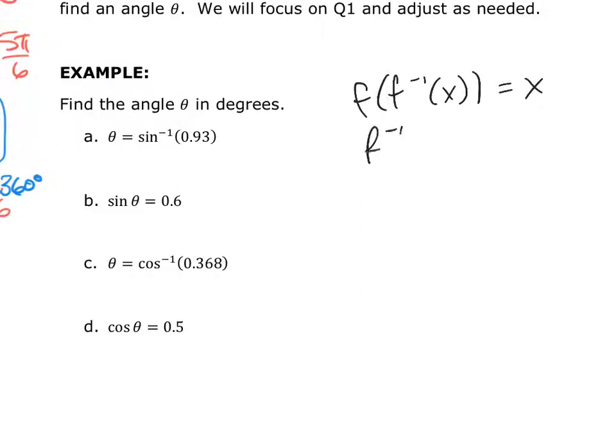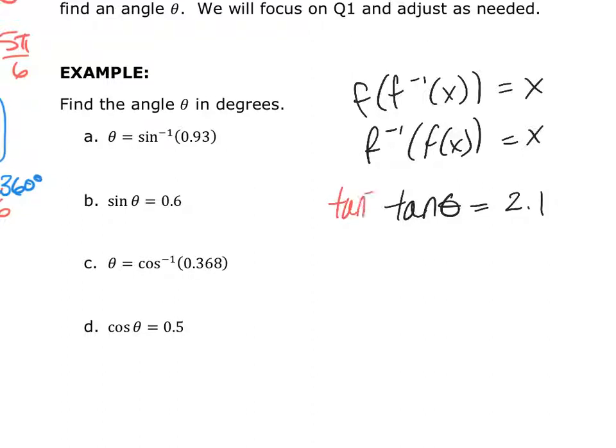Or I have f inverse of f of x, that also had better be equal to x. The reason I'm telling you all this is if you have the tangent of some angle, or sine or cosine or cotangent or whatever your trig function is equal to, say, 2.1, and if I want to chase that angle, then what I do is I'm going to take the tangent inverse of this side. I'm going to take the tangent inverse of this side.